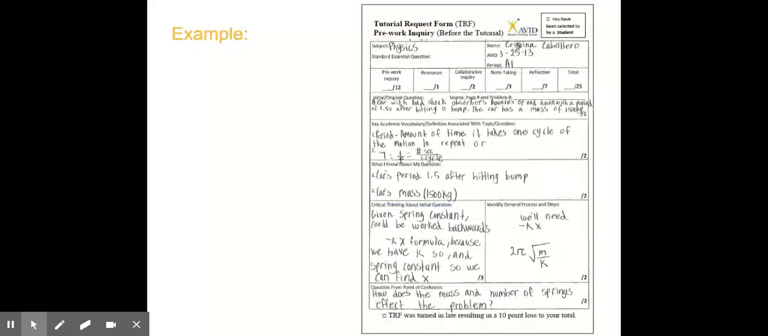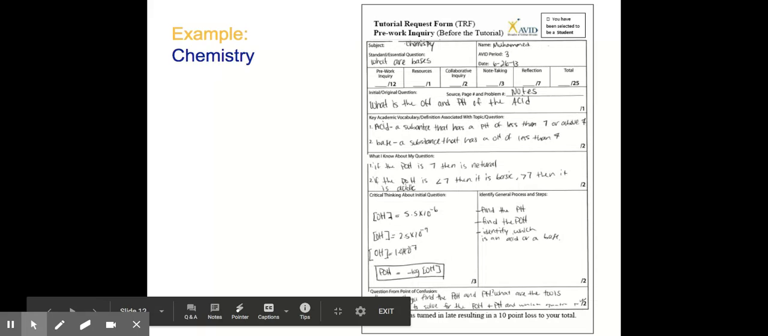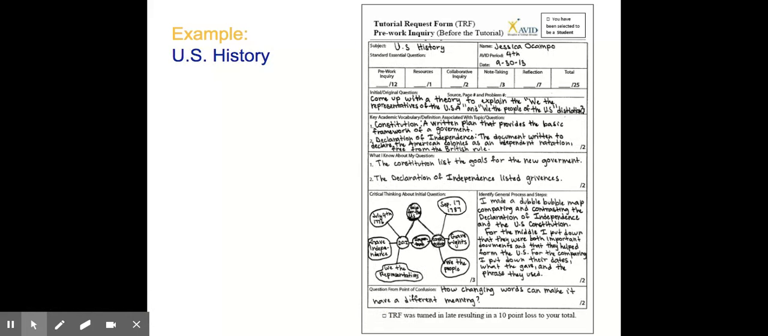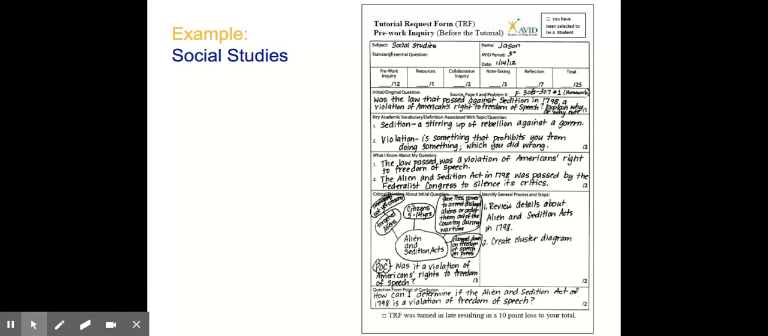All right. And then from here at the bottom, like I said, let me go back to the social studies one just because I'm a social studies teacher and that's easier for me to do. All right. So their initial question here was, was the law that passed against sedition in 1798 a violation of freedom of speech? Explain why or why not.